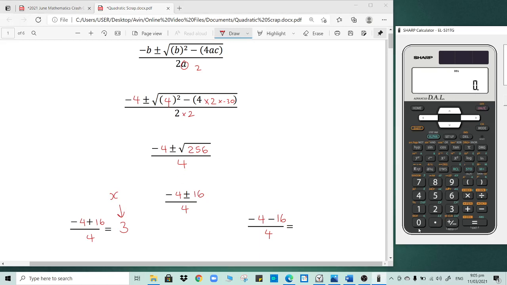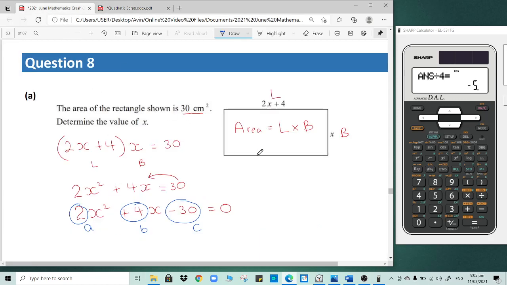Let's move on to the next one. Minus 4 minus 16, press equal, then divide by the 4. And over here we get minus 5. So this is our second value for x. Now, we got 2 values for x, but we're only going to choose the positive value. Why? Because x is a part of a length. A length cannot be a minus. So our final answer for x is 4 centimeters.